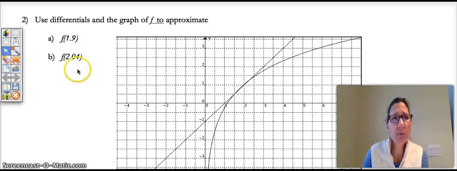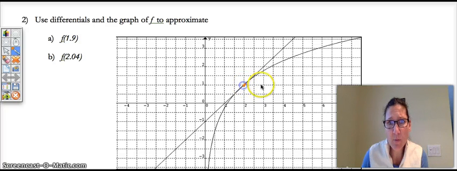Okay, so here's what we're going to do. The first thing is we figure the point of tangency is right over here, and it's at the point (2, 1). Okay, so that's our point of tangency right now. So we have to find the equation of this line.